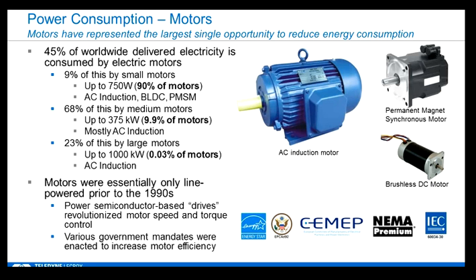Also, motors. Motors consume a huge percentage of the electricity that's delivered, almost half, and it's a tremendously large amount. The bigger motors consume the most power. It's kind of like the 90-10 rule. 10% of the motors consume 90% of the electricity. And those motors are primarily AC induction motors, and they were primarily line-powered prior to the 90s. Drives are really a very new thing for motors.